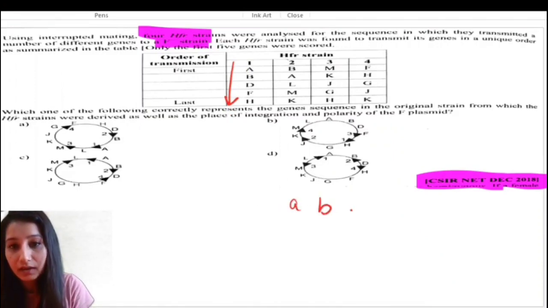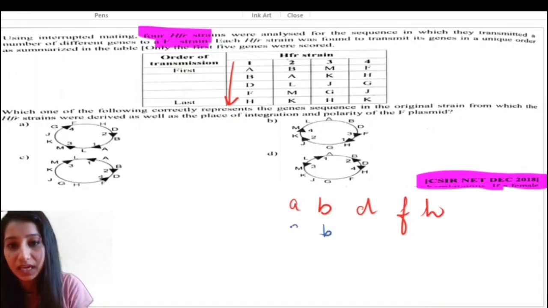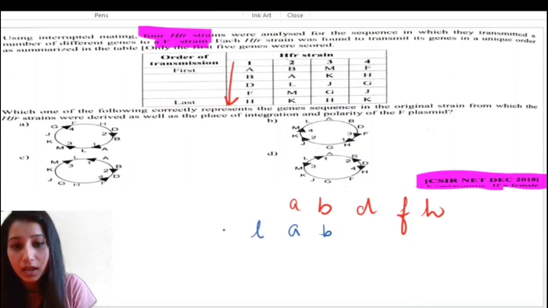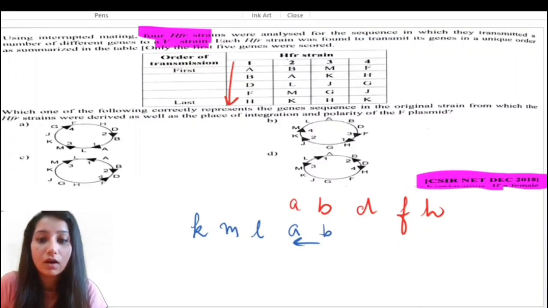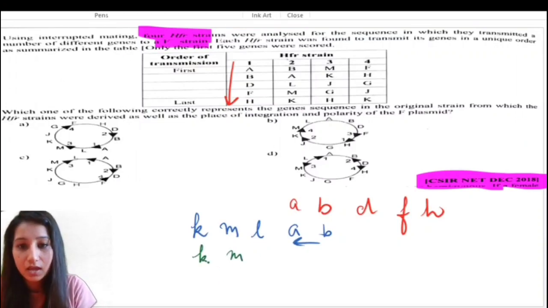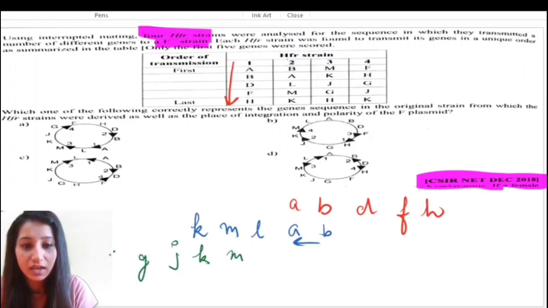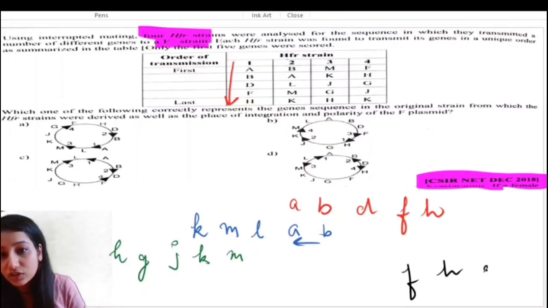So first A, then B, then D, then F and then H. This is the transferring in the first strain. In the second strain: B, A, L, M, K. In the third condition: M, K, J, G, H. And in the fourth condition: F, H, G, J, K.